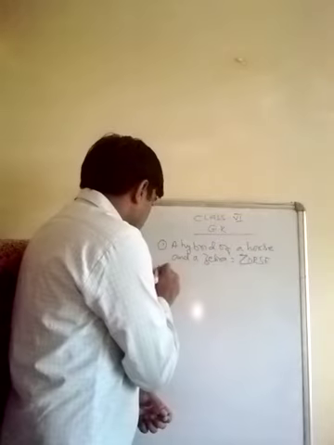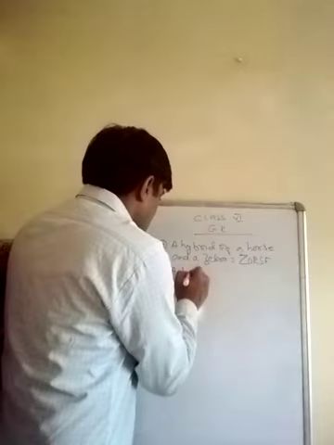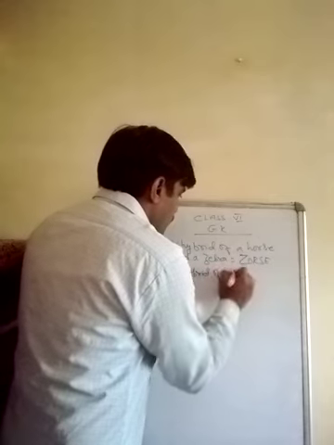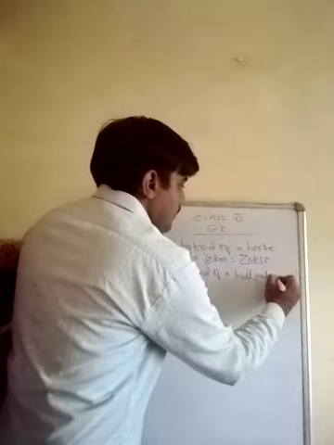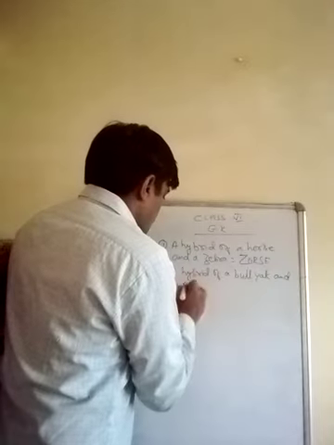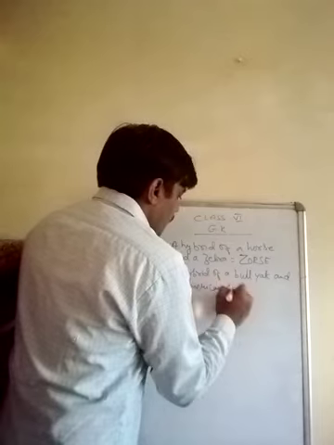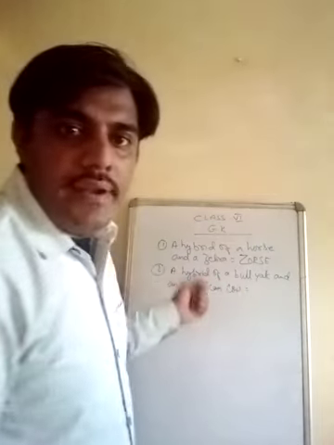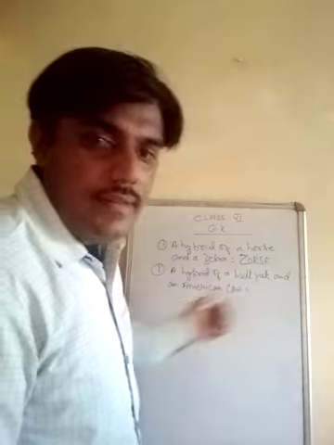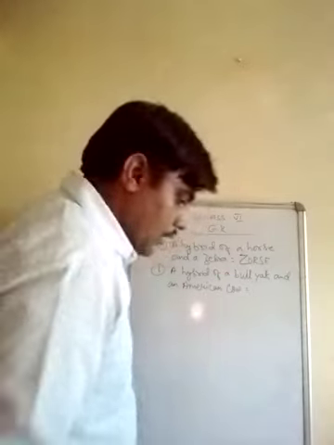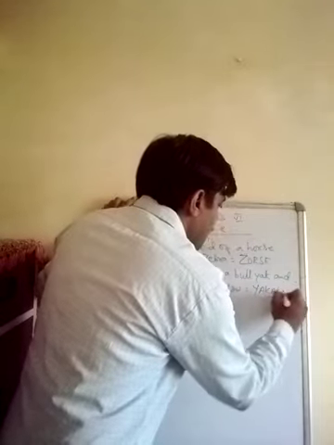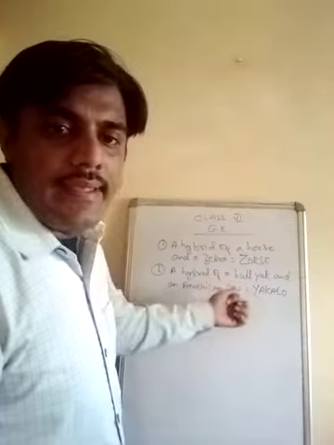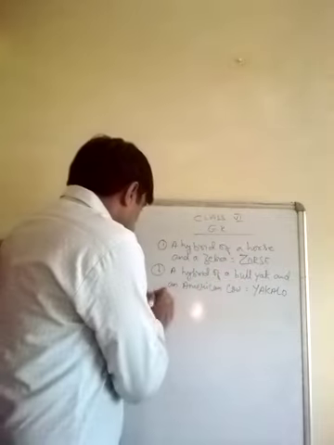Same way, dear children. Number two. A hybrid of a bull yak and an American cow. A hybrid of a bull yak and an American cow. The answer is Yakalo. Y-A-K-A-L-O. Yakalo. Same way, number three.